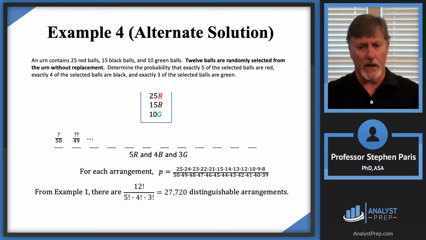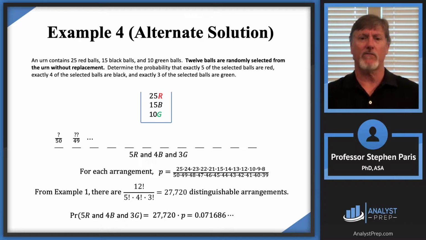And so again, the probability that there were 5 reds, 4 blacks, and 3 greens selected would be this 27,720 times that probability, and I get the exact same number that I got before when I did example 4 using the alternate approach of just looking at the definition of a probability: the number of ways for the event to occur divided by the number of outcomes in the sample space.